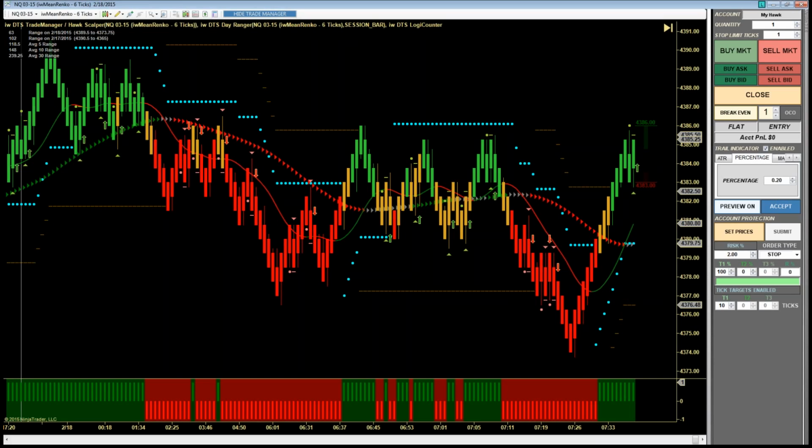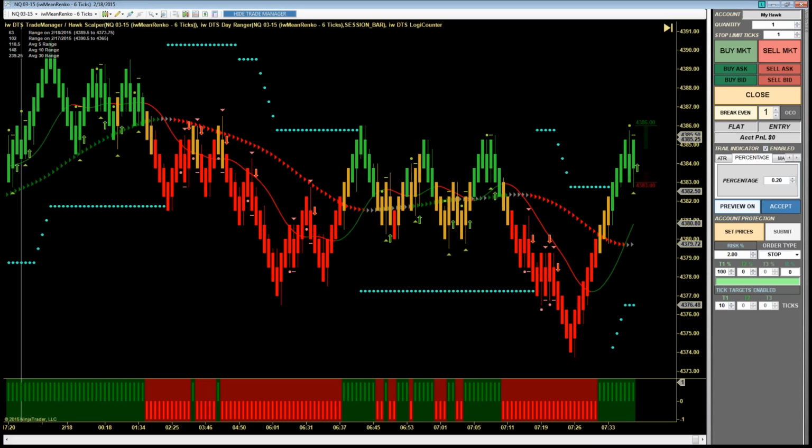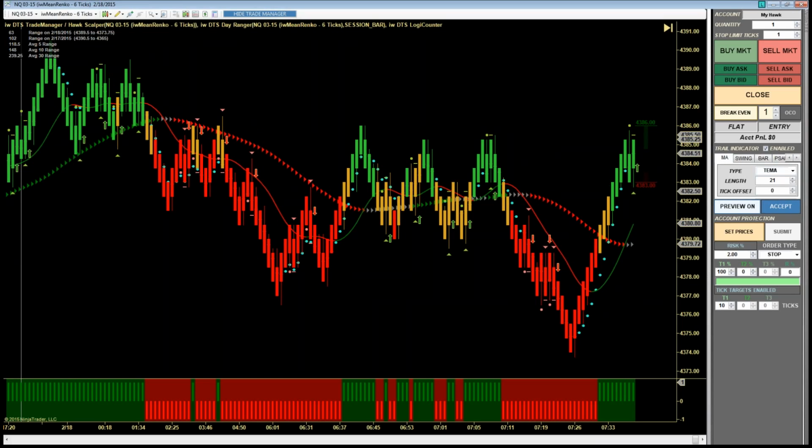I can also preview a stop strategy. I can turn on my preview and I can click on the next one here, which is a percentage stop strategy. It's a percentage of the range, and right now it's set at 0.20 of a percent. And these orange lines here show me how this strategy would be displayed. If I like this one better, then I just click accept, and then my stop strategy changes over to that.